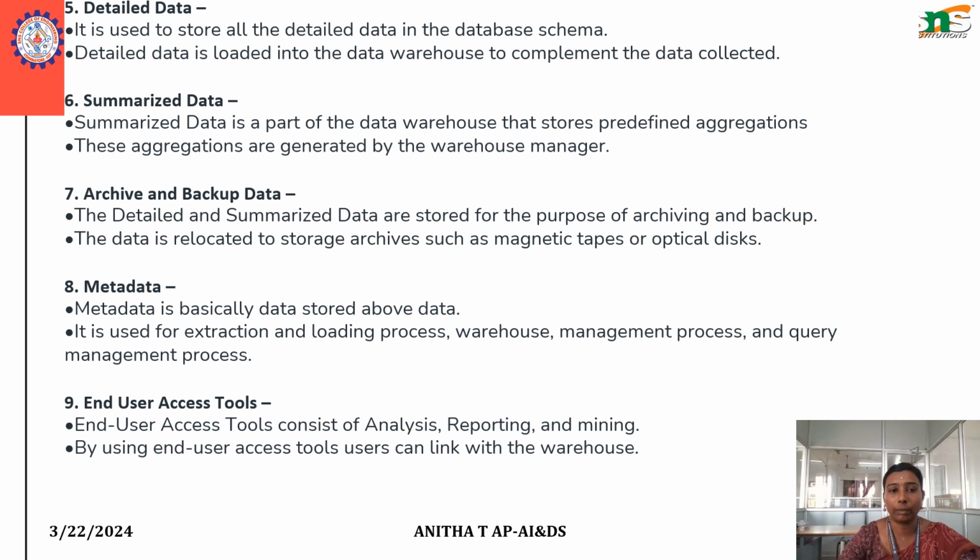Next, archive and backup data: detailed or summarized data is stored for the purpose of archiving and backup. The data is relocated to storage archives such as magnetic tapes or optical disks. Metadata is basically data about data. It is used for the extraction and loading process, the warehouse management process, and the query management system. Next, end user tools consist of analysis, reporting, and mining. By using end user tools, the user can link with the warehouse.